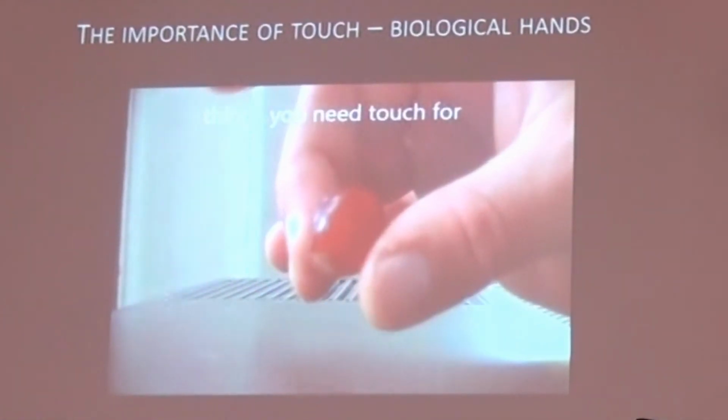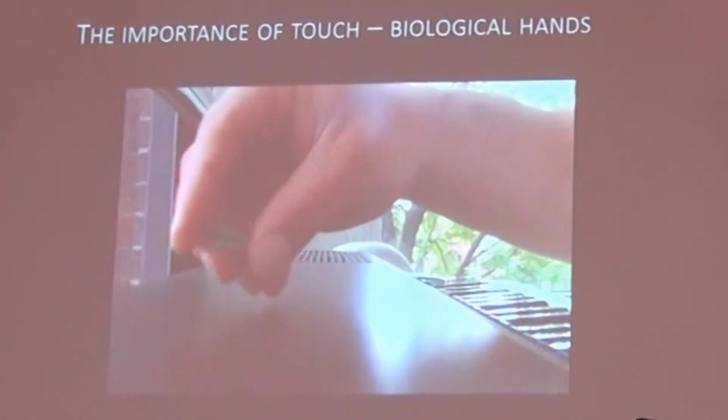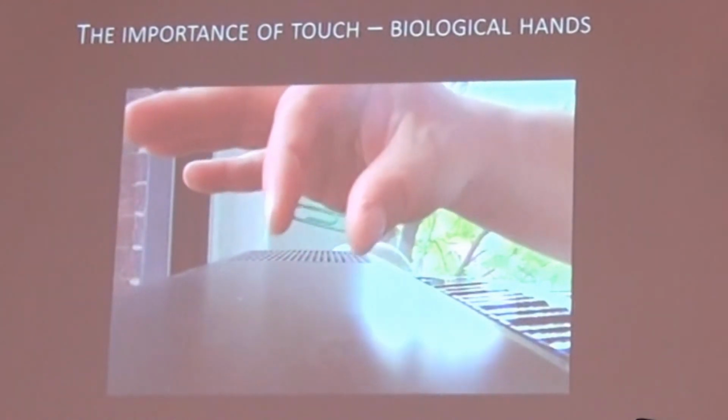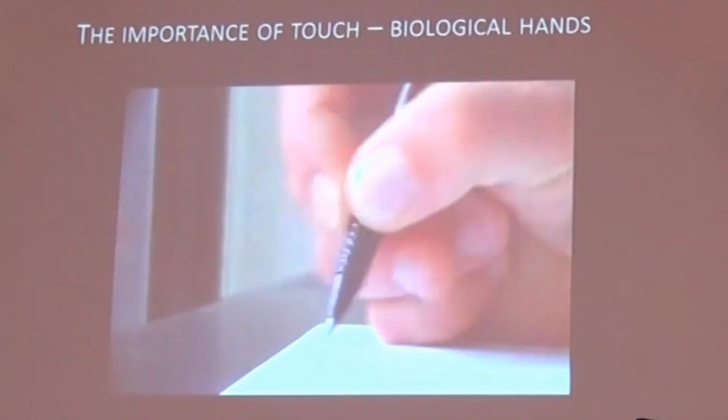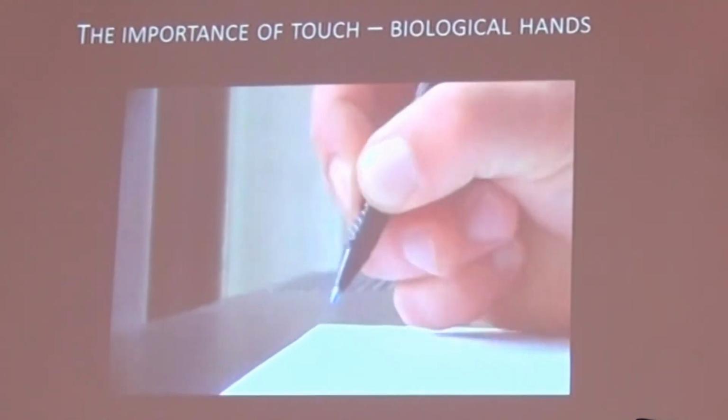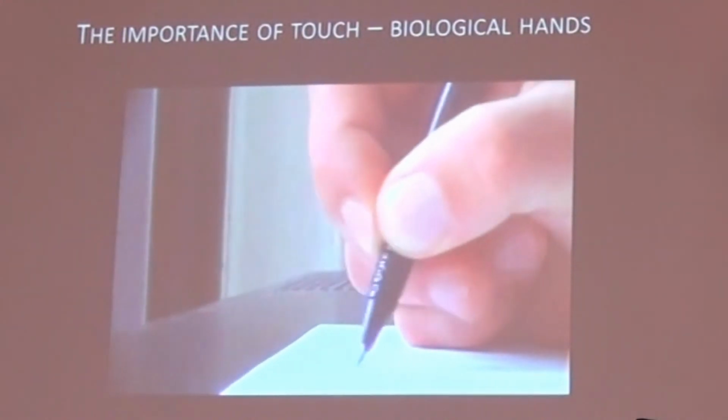So these are things that anytime we interact with objects, we have this barrage of sensory signals coming back from the hand that guide our ability to manipulate objects, and without these sensory signals, we could not use our hands.